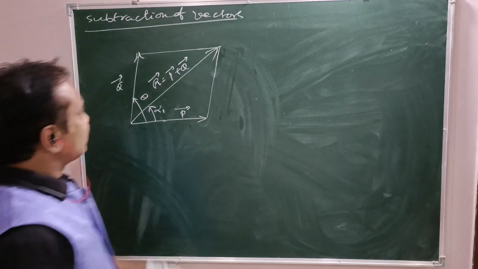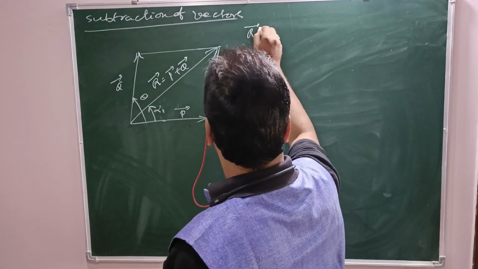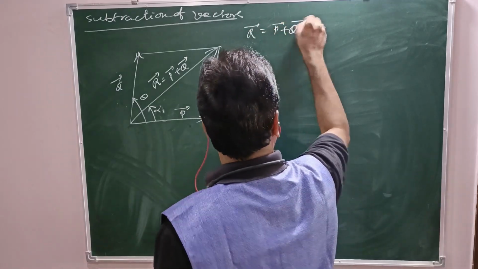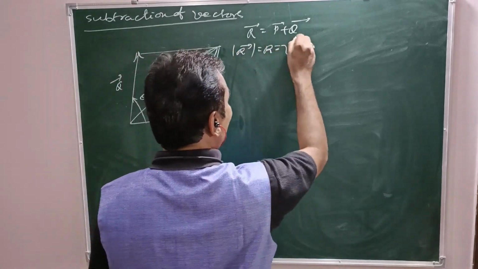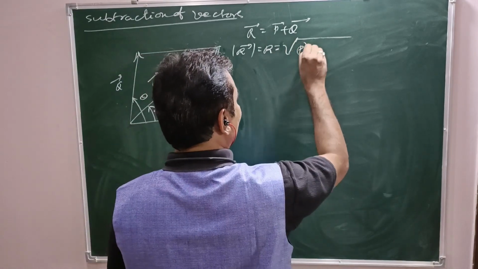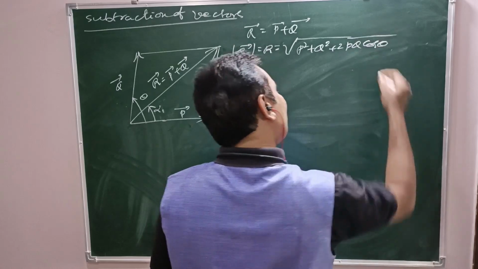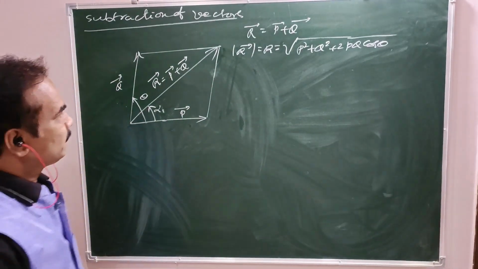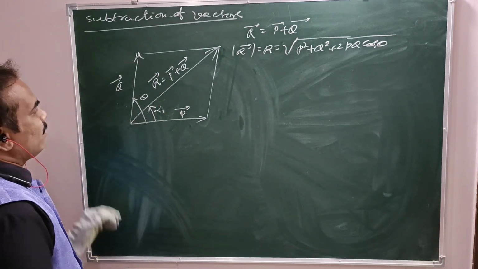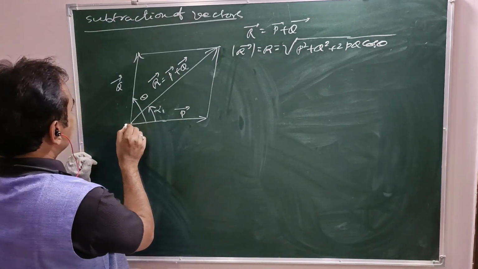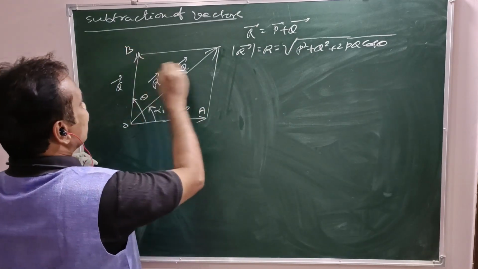Now here R bar equals P bar plus Q bar. Now mod R bar equals R equals square root of P square plus Q square plus 2PQ cos theta, from the parallelogram law of addition of vectors. Now what is tan alpha 1 here? To get tan alpha, suppose this is O, this is A, this is B, this is C.